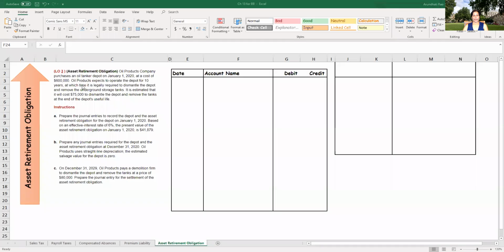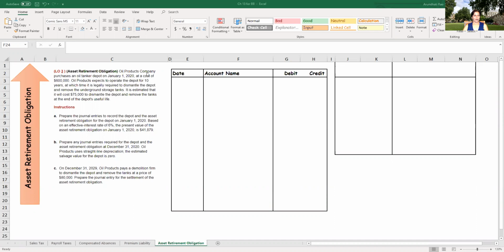Welcome. In this video, we're going to talk about a different type of liability that companies are increasingly encountering. And this one is an environmental liability. In this example, I'm going to work through it. We are looking at an asset retirement obligation. So let's first read through the exercise and then see how we're going to work through it.